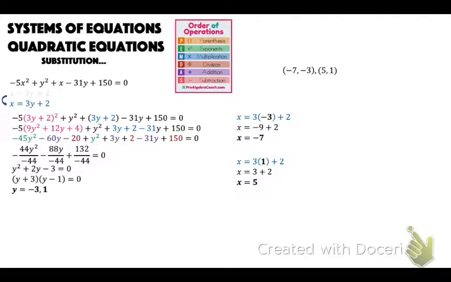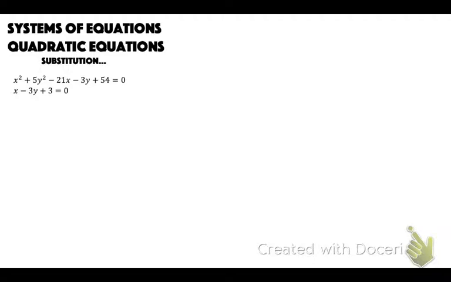Cool? Okay, let's look at this one. So we have to solve one of these equations for either x or y. I'm going to solve the bottom one for x. So you add that 3y over, you get 3y, subtract the 3, minus 3. So then we're going to plug that in wherever there's an x up here. So we're going to plug it in right there and then by the 21.